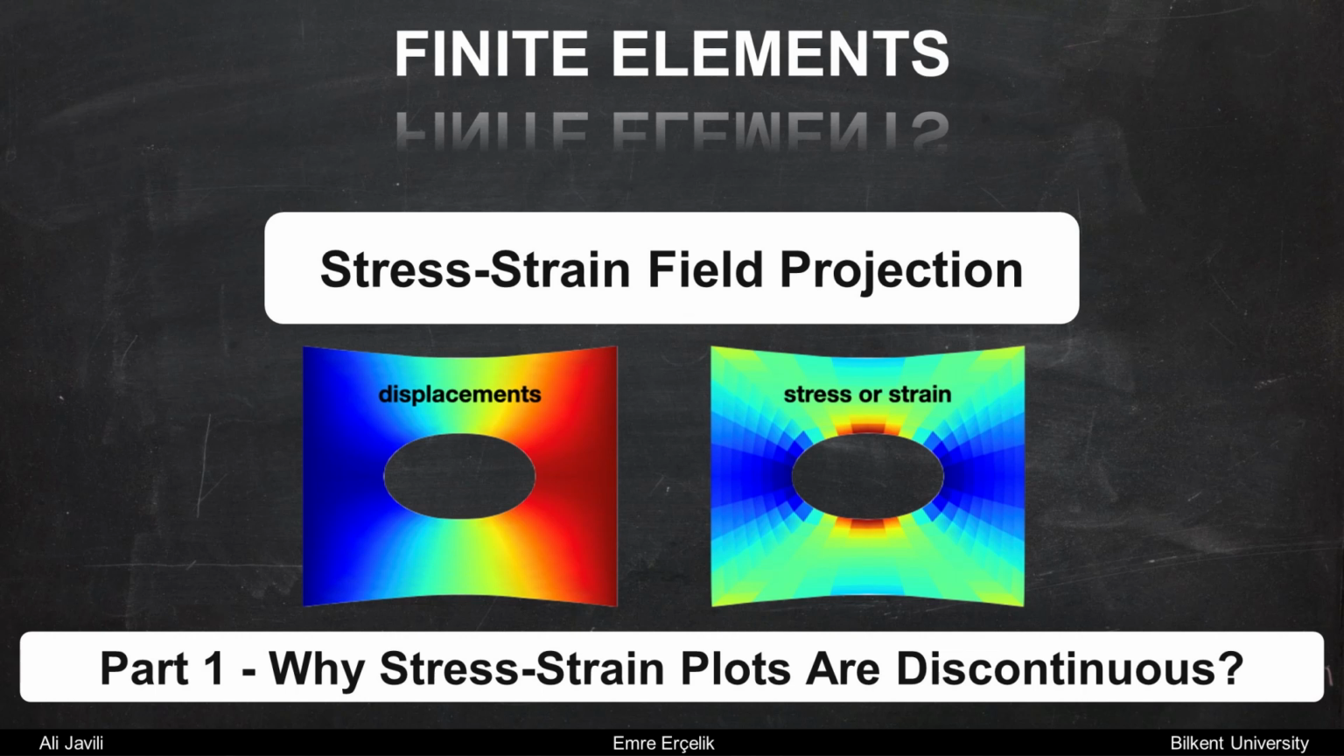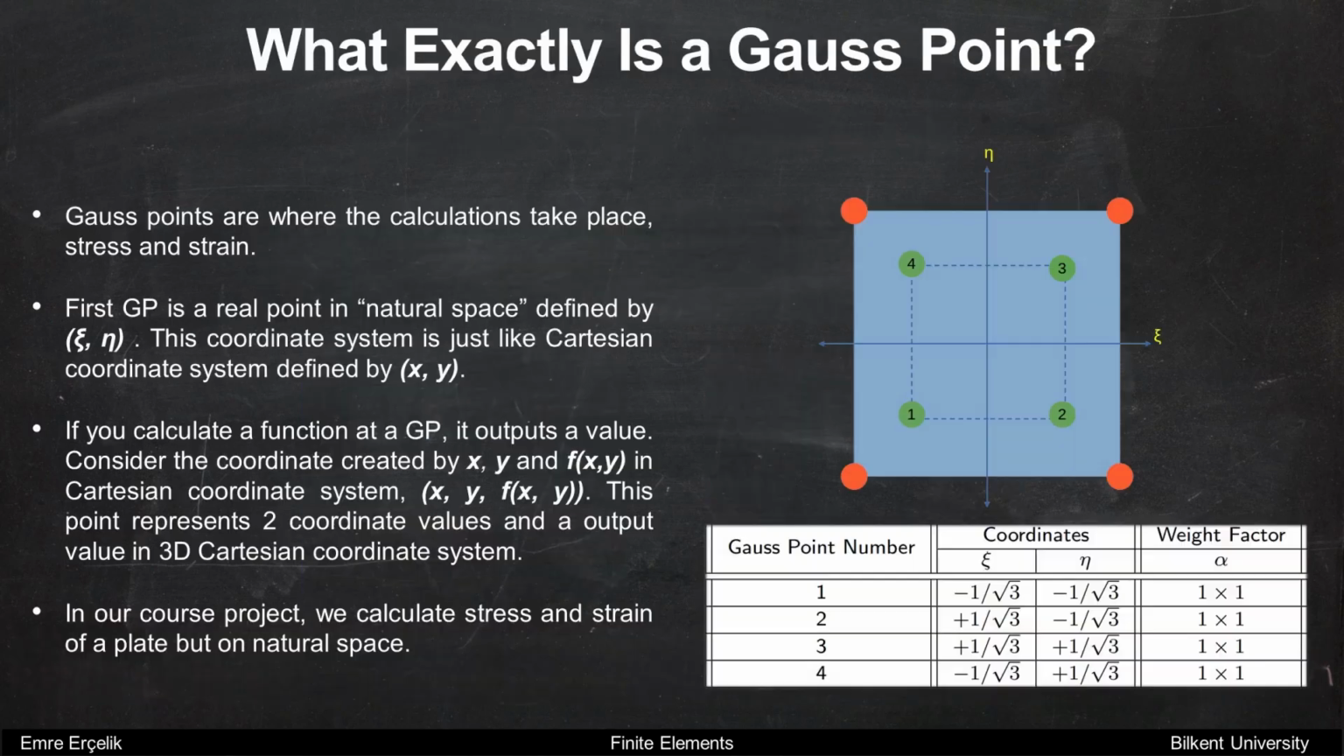We will start with the problem definition and understand the origin of the problem. The topic is why stress-strain plots are discontinuous. Let's start with the definition of a Gauss point. Gauss points are where the calculations take place, stress and strain. A Gauss point is a real point in natural space, and natural space is defined by xi and eta. This coordinate system is just like the Cartesian coordinate system defined by x and y.